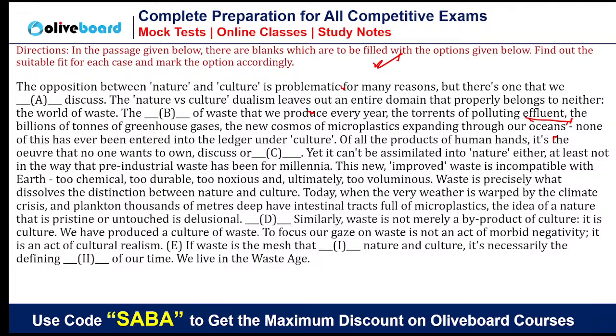Done. See here, entered into is given. Is it right or wrong? You should focus when you read.